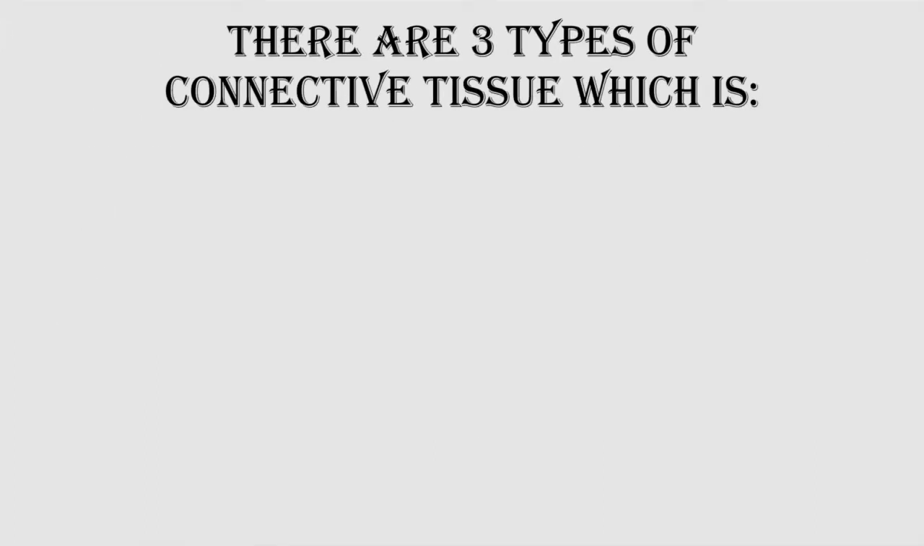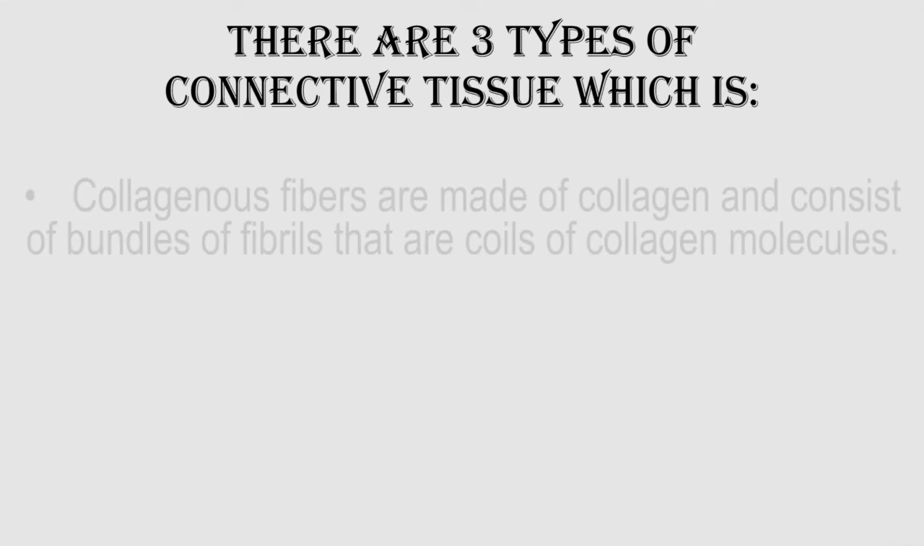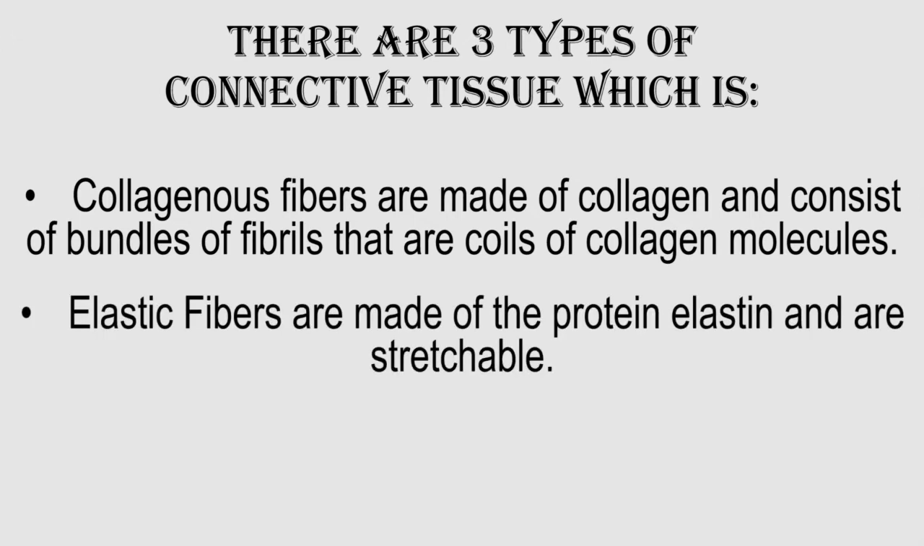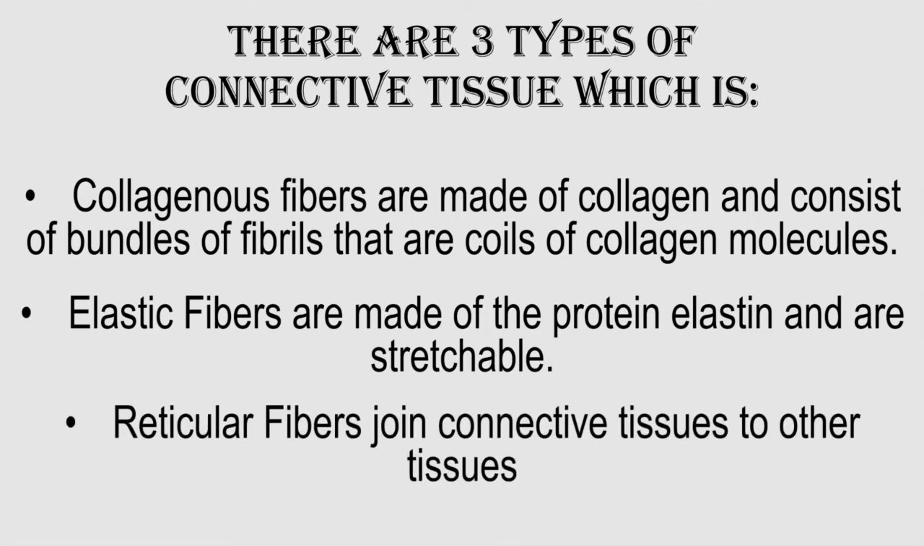There are three types of fibers in loose connective tissue. Collagenous fibers are made of collagen and consist of bundles of fibrils that are coils of collagen molecules. Elastic fibers are made of the protein elastin and are stretchable. Reticular fibers join connective tissues to other tissues.